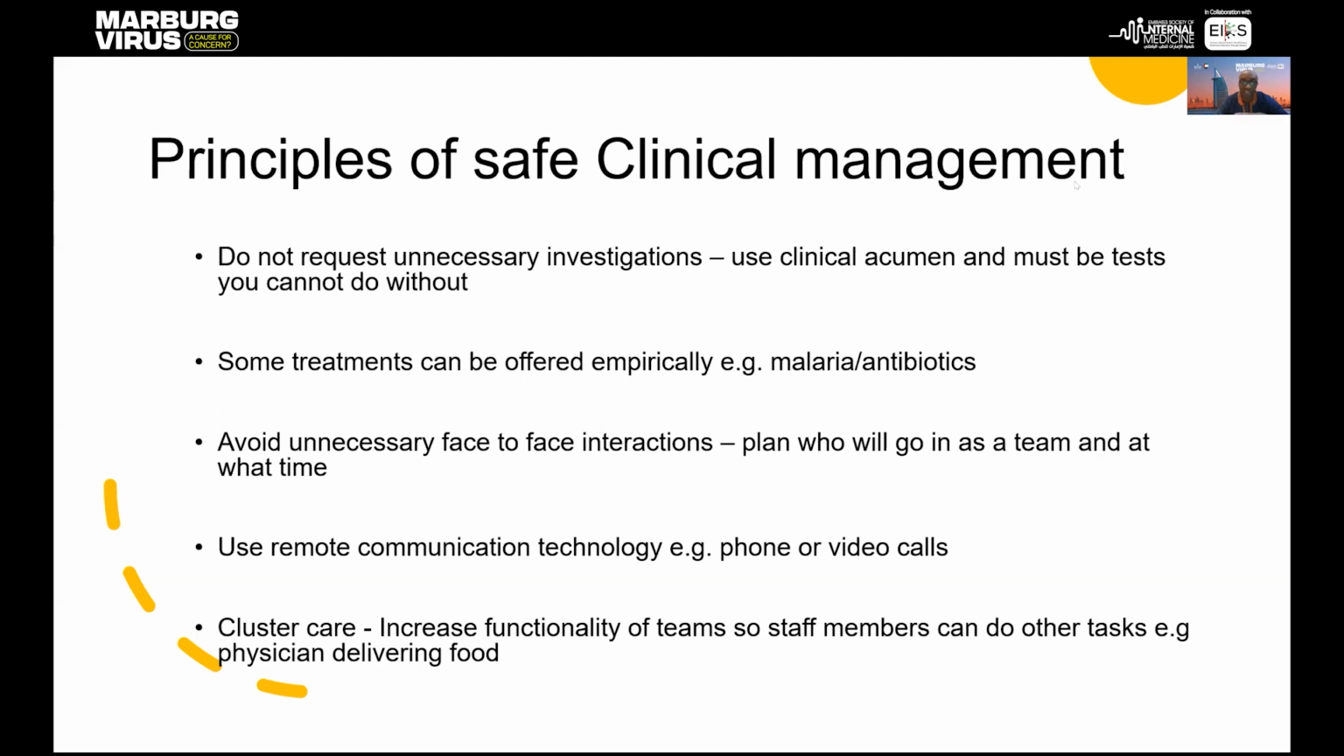So not to send a nurse every few hours and doctors also going in every few hours. So you would decide as a team who will go in first to see the patient. The nurse may go in, do some things and come out, and later on the doctor goes in. The doctor may also go in and do other parts of care, like taking vital signs or even taking food to the patient at the same time they're going to see the patient.